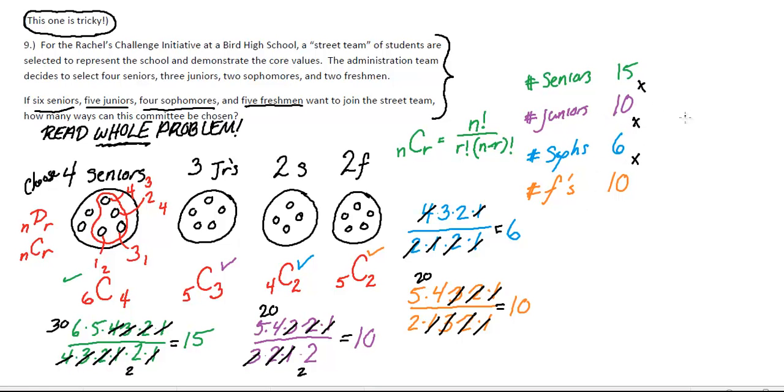I don't have a calculator in front of me, so I'm just going to do this in my head if you don't mind. 15 times 10 is 150. Times 6 is 900. Times 10 is 9,000. There are 9,000 different ways we can choose this committee.